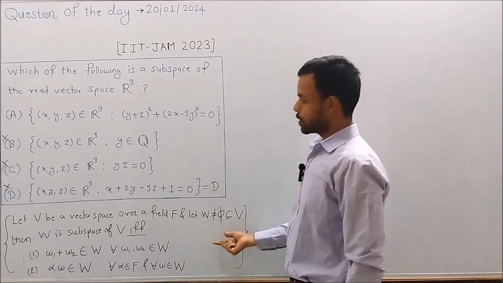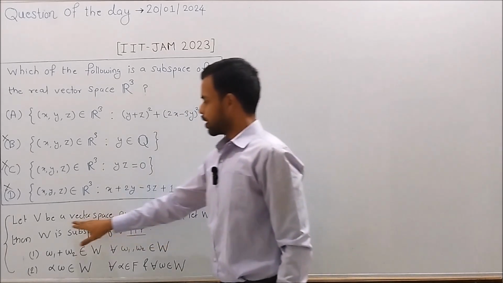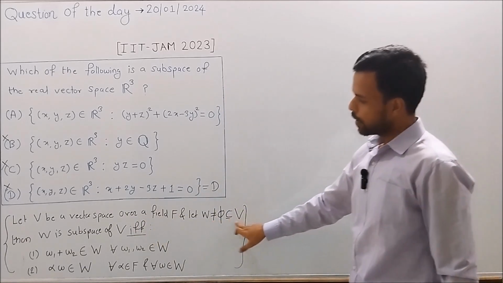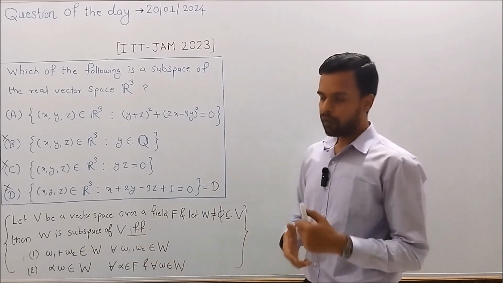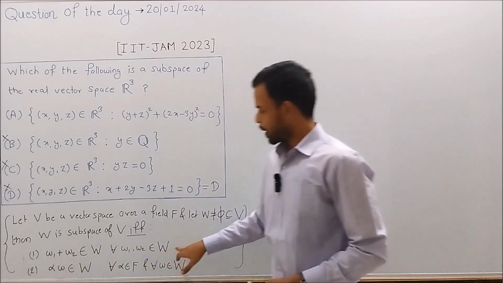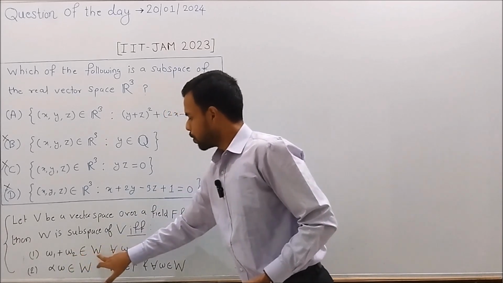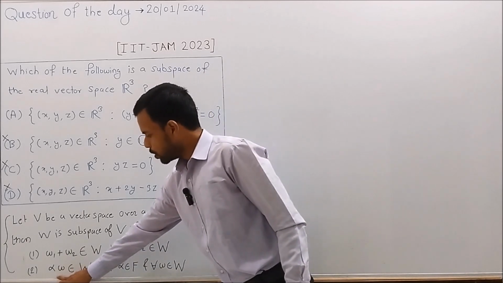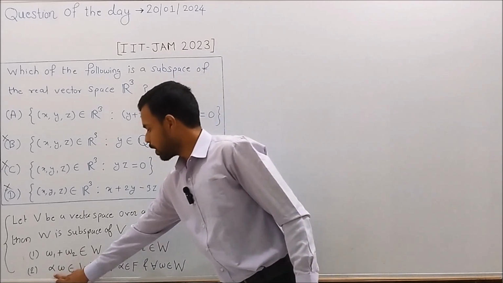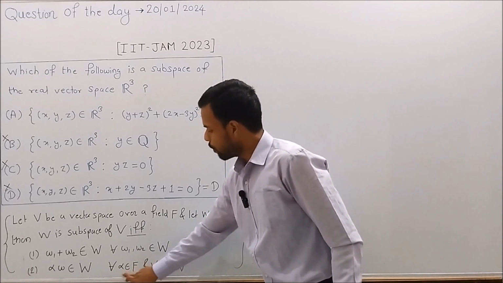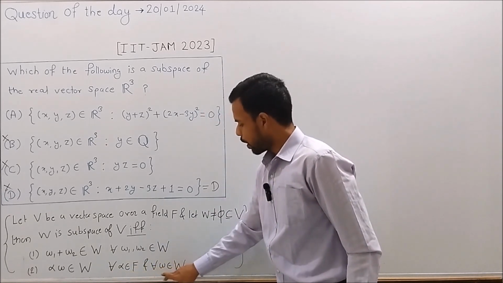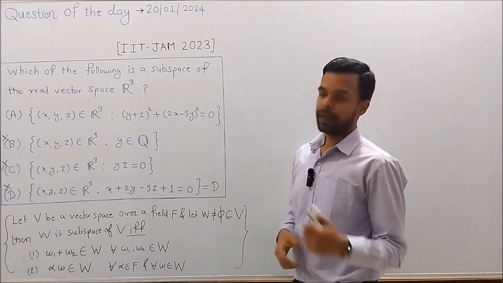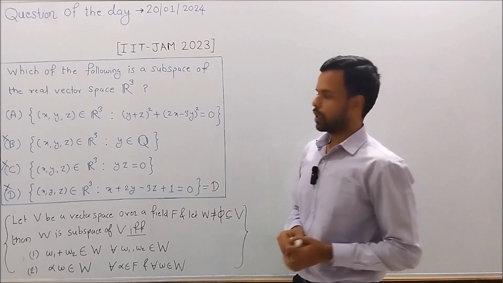For this, we will use the subspace test. It states that let V be a vector space over a field F and W a non-empty subset of V, then W is a subspace of V if and only if W is closed with respect to vector addition, that is w1 plus w2 belongs to W for every w1, w2 belonging to W. And second, W is closed with respect to scalar multiplication, that is alpha times w belongs to W for every alpha belonging to the field F and for every w belonging to W. We will use this test to show that A is a subspace of vector space R3.